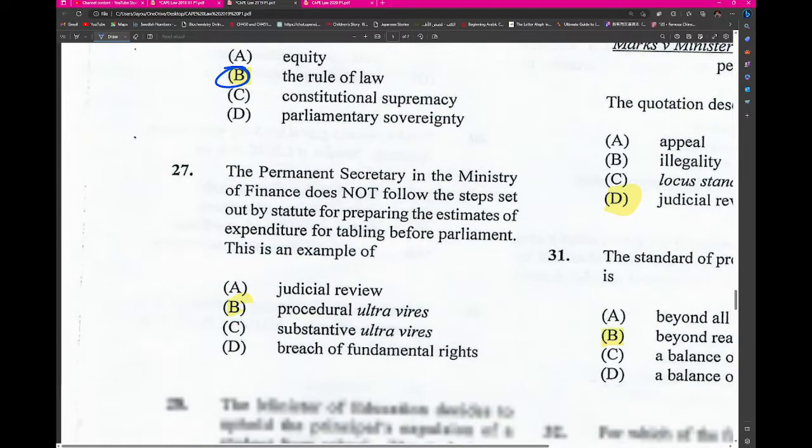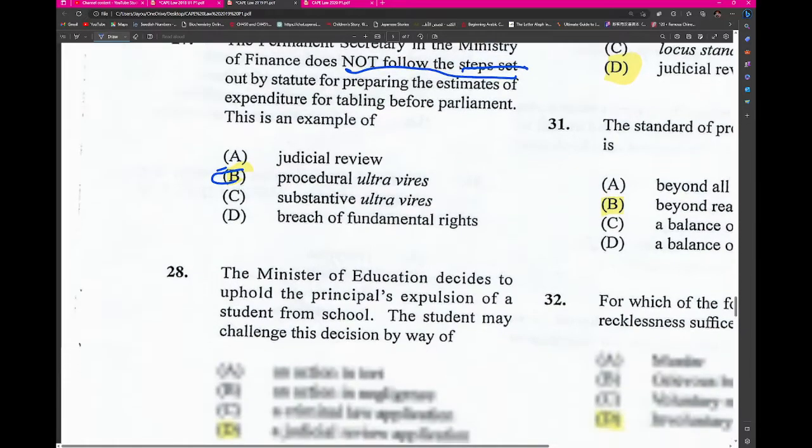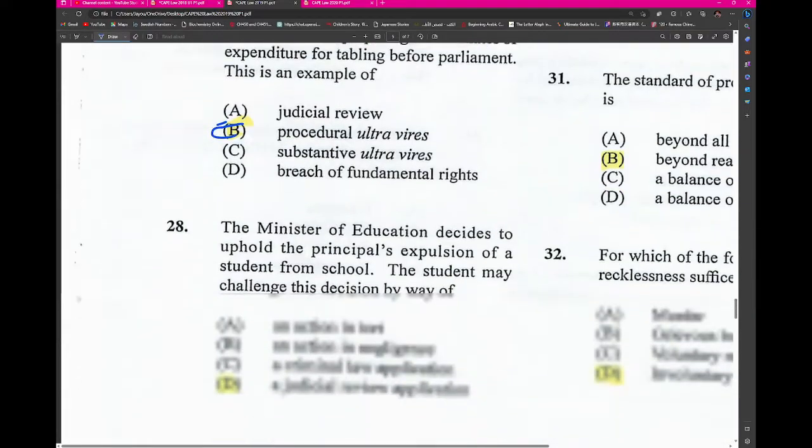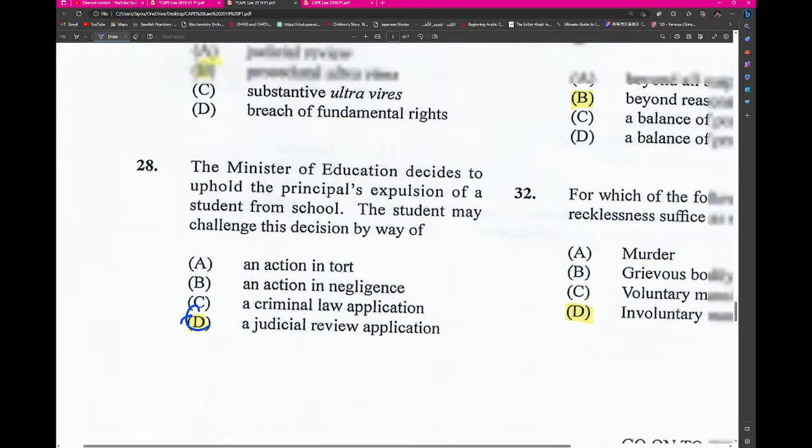No, rule of law. The permanent secretary in the Ministry of Finance does not follow the steps. This is procedural impropriety. You need to follow them. He or she needs to follow the steps. The Minister of Education decides to uphold the principal's decision. Judicial review.